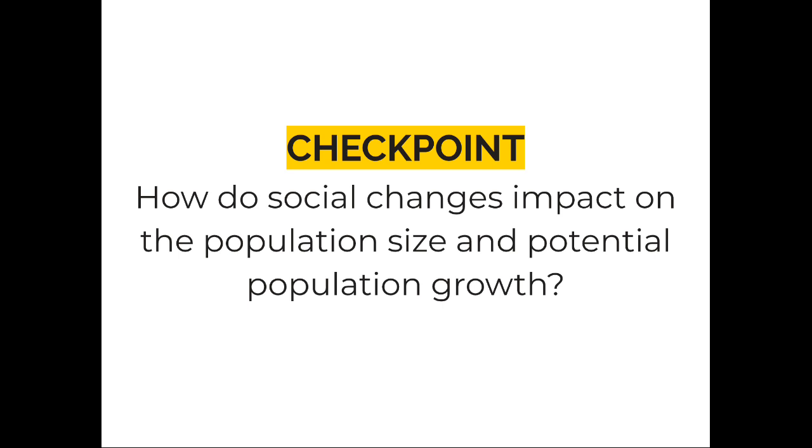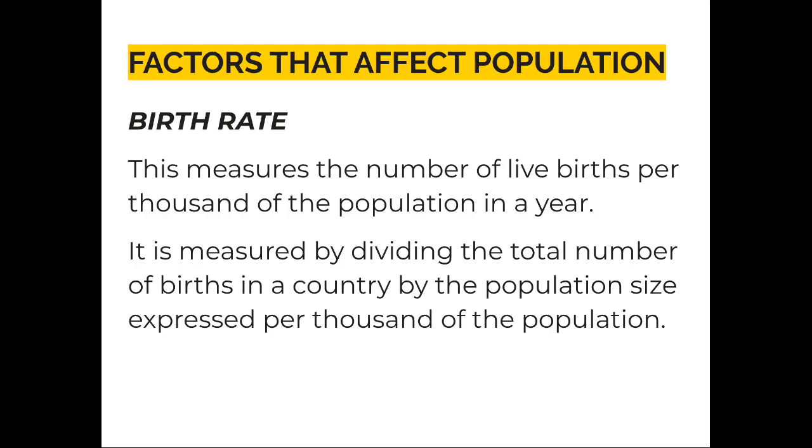And then next, the factors that affect population. Birth rate, we have studied this, so I would like to make it a bit quicker. Birth rate measures the number of live births per thousand of the population in the year. To formalize the birth rate, we can measure it by dividing the total number of births in a country by the population size, expressed per thousand of the population.